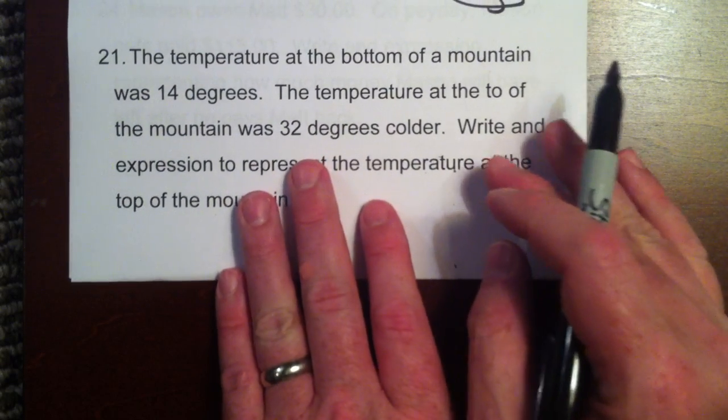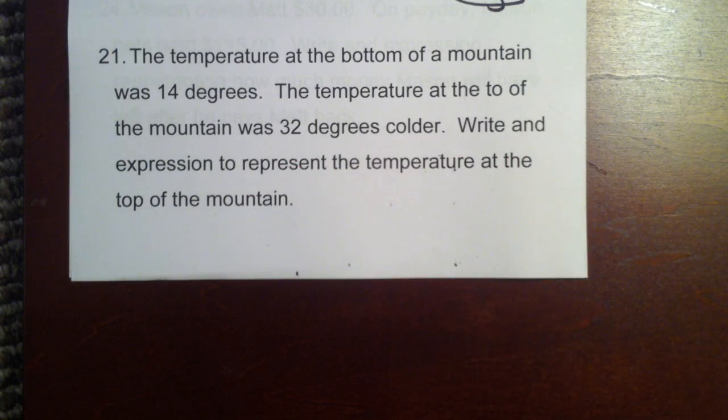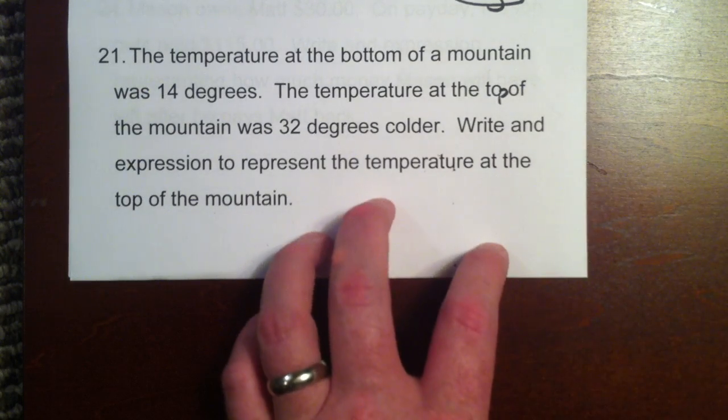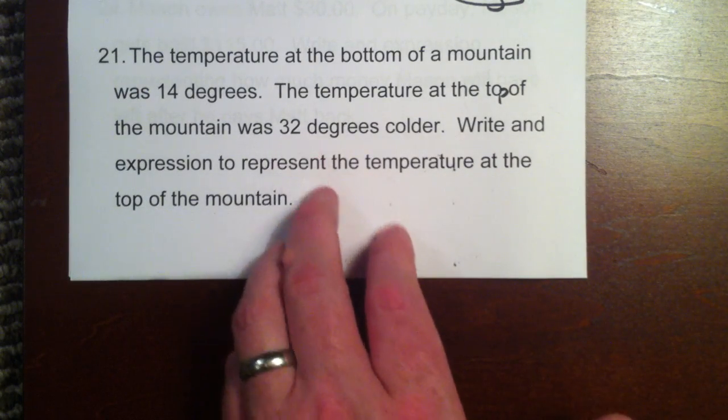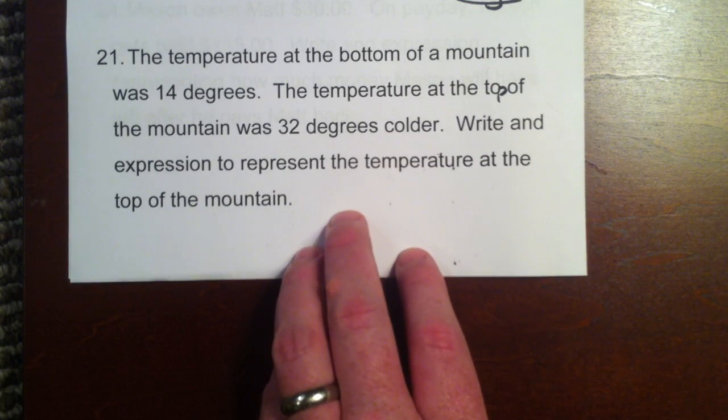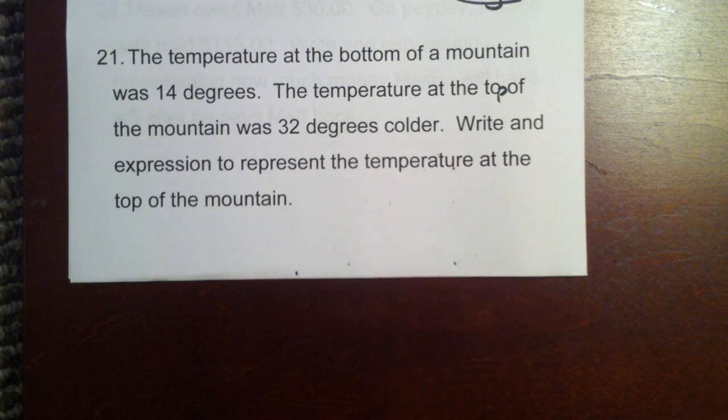The temperature at the bottom of a mountain was 14 degrees. The temperature at the, and that should be top, of the mountain was 32 degrees colder. Write an expression to represent the temperature at the top of the mountain. Now we're writing an expression. Sometimes in math, instead of asking you for the answer, we're going to ask you for not only the answer, but how you got there, which means you're going to have to write an expression, which is something like 5 plus 4 equals, or 7 plus 8 equals, or 7 plus 8, or 9 plus 21, or whatever.